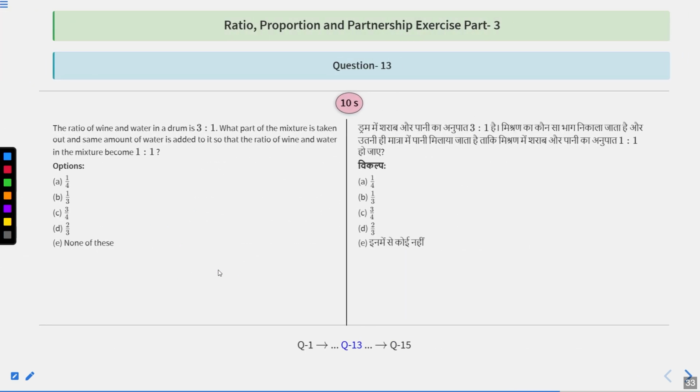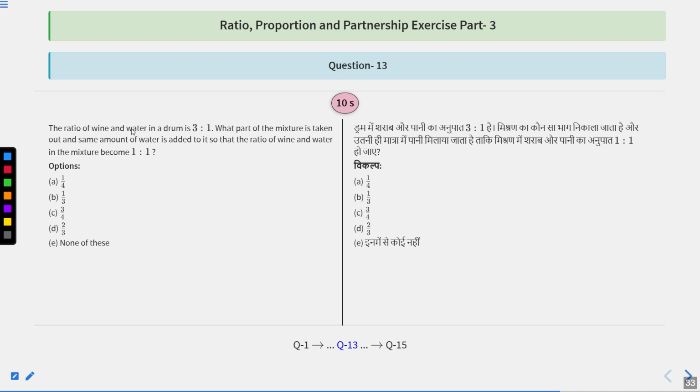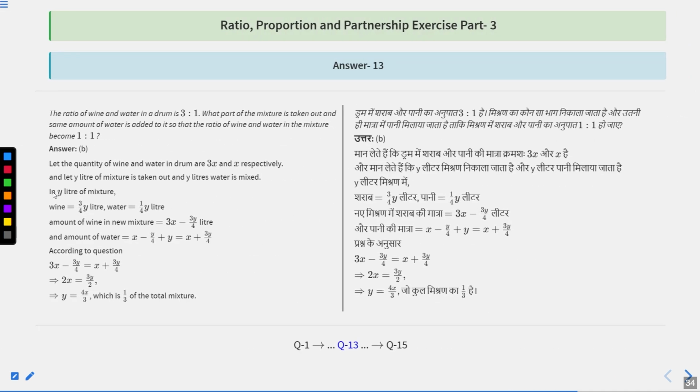Next one. The ratio of wine and water in a drum is 3:1. What part of the mixture should be taken out and the same amount of water added so that the ratio of wine and water in the mixture becomes 1:1? You have 5 options and 10 seconds to analyze the question. Your time starts now. Now time's up. Let's see the solution.